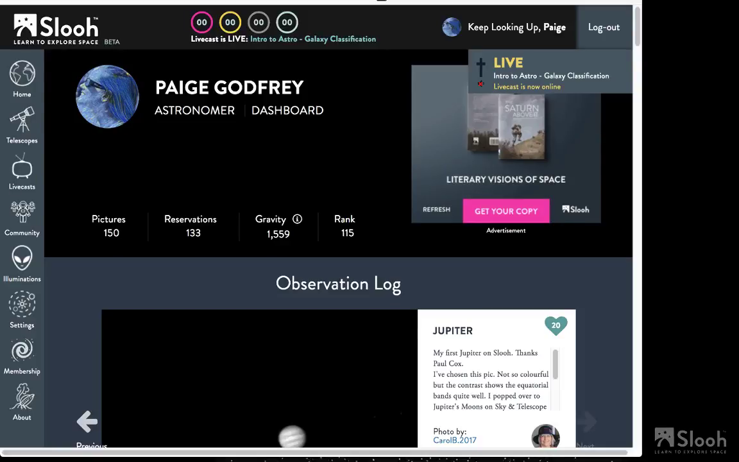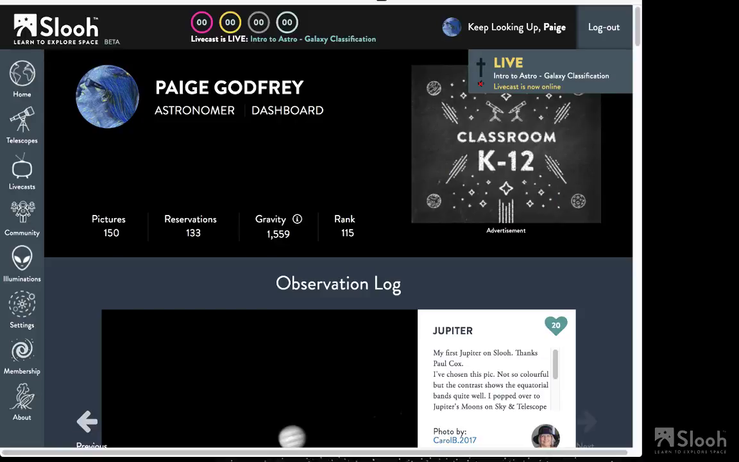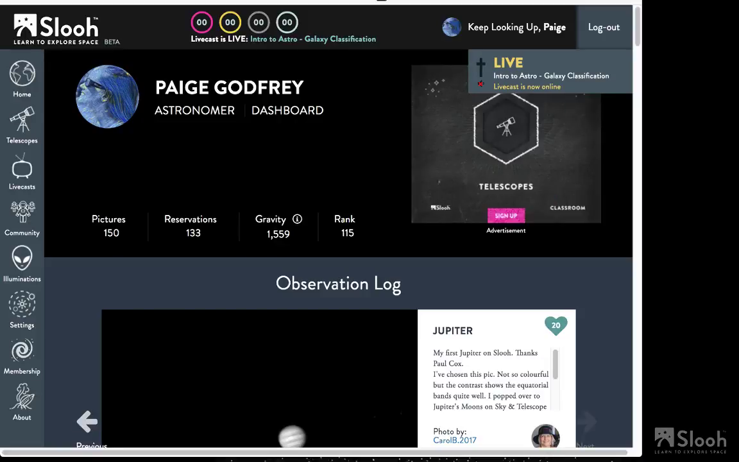18th century philosopher Immanuel Kant was one of the first people to theorize that the Milky Way was maybe not the only galaxy, that maybe there were more. And he coined the term island universe to describe a galaxy, thinking that the Milky Way was its own universe.